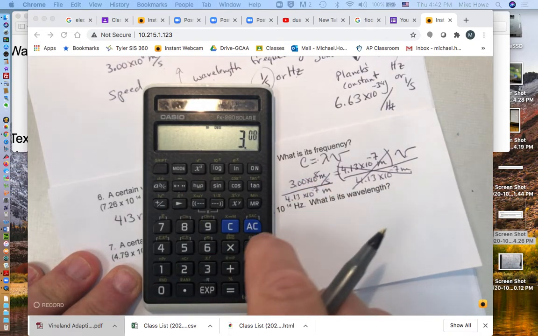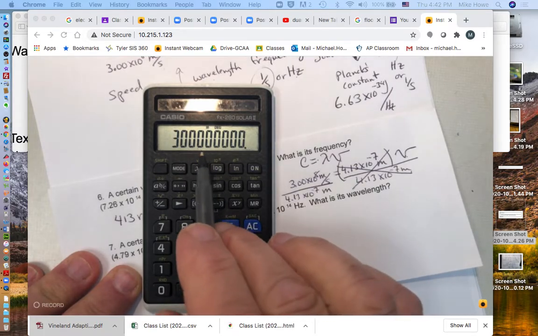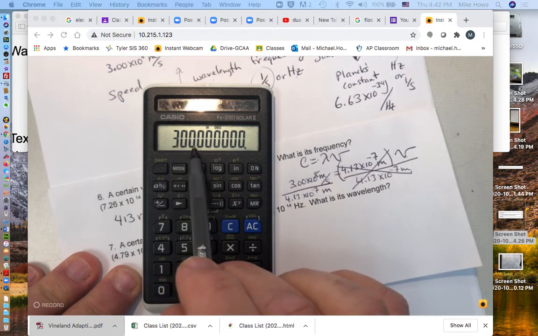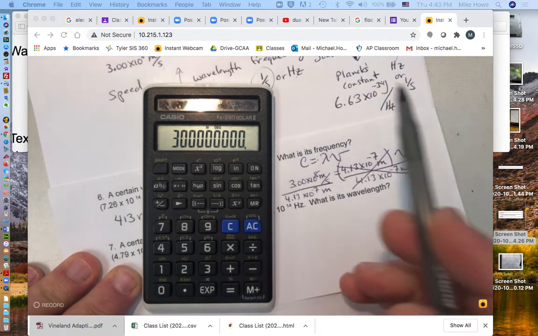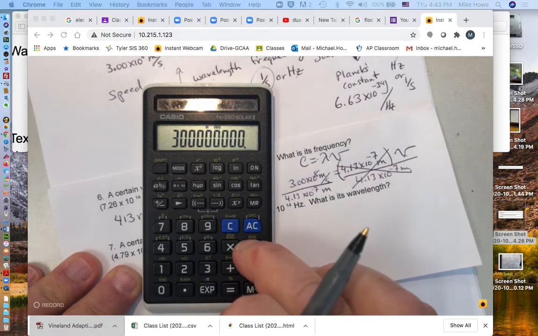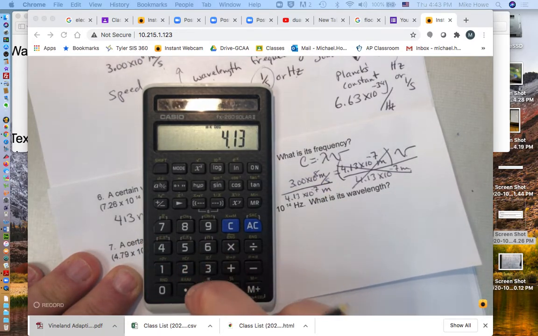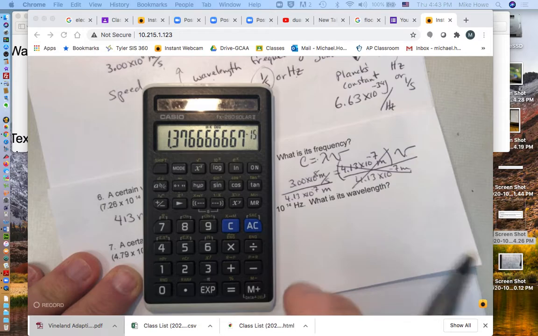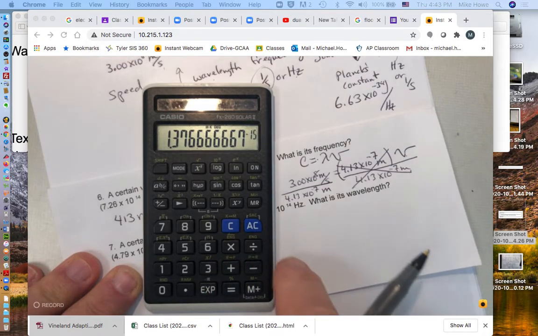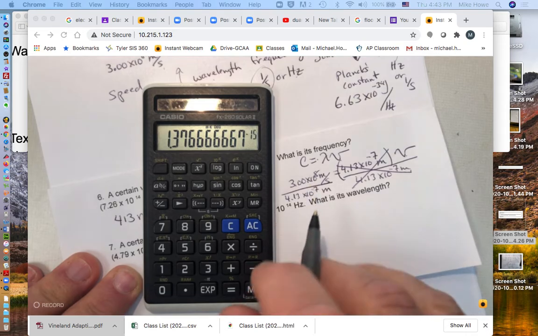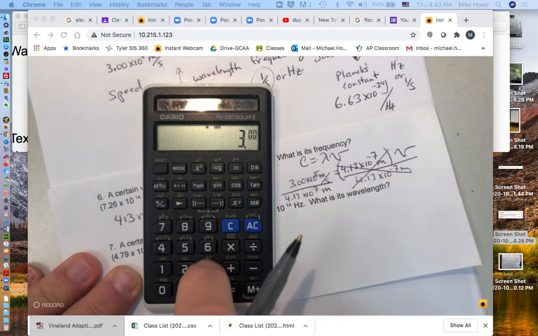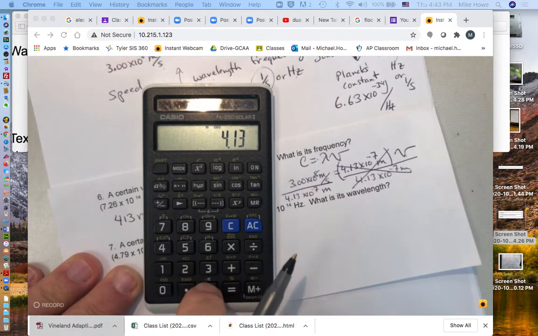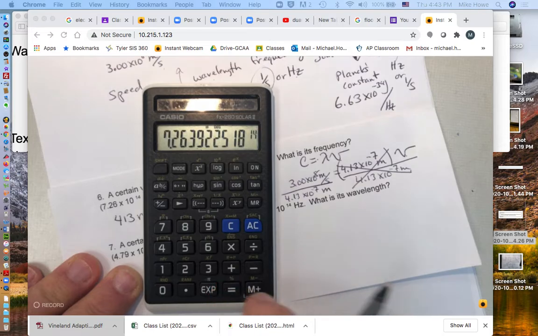So 3 times 10 to the 8th divided by, oh, by the way, you notice that when I did that, it changed into a number, but if you count the places, starting from here, 1, 2, 3, 4, 5, 6, 7, 8. It's 8 places, like it says. So that number divided by 4.13 EXP negative 7th is 1.38 times 10 to the negative 15th, which means that I hit a wrong button because that's not the right answer. So I'm going to do it one more time. 3 EXP to the 8th divided by 4.13 EXP negative 7th. There we go.